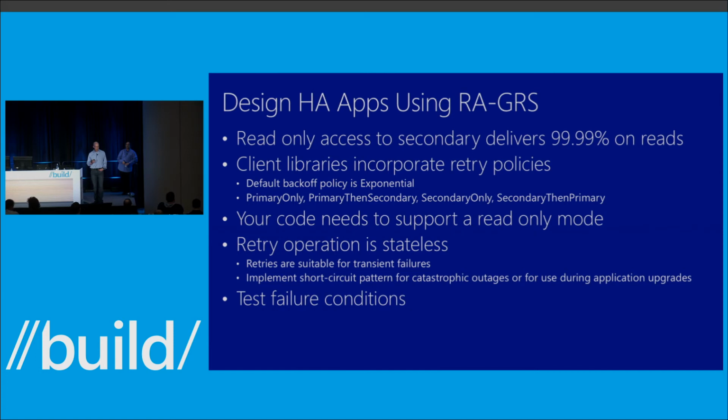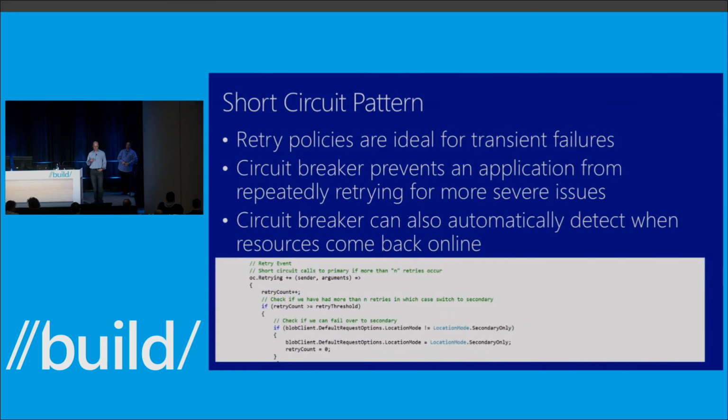The other thing that you want to do when you're building an HA application is simulate server-side failures. And this is an ask we get a lot, so I'm going to show you how to do that right now. But the kinds of conditions you could run into in production, you want to make sure that you've tested as you're doing development. Let's quickly touch on the short circuit pattern. So again, retry policies are ideal for transient failures, but the short circuit pattern prevents an application from repeatedly retrying where there's more severe issues.